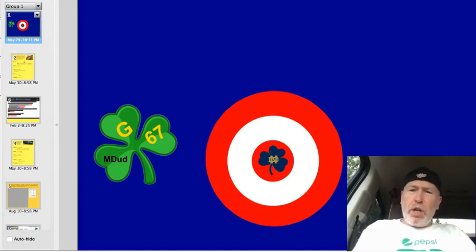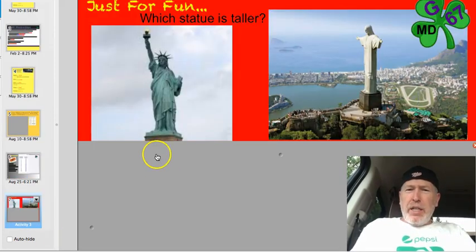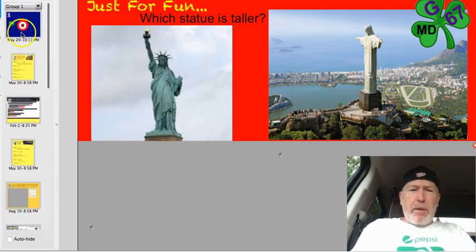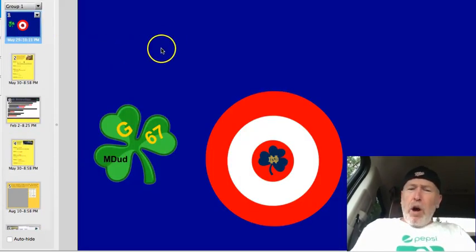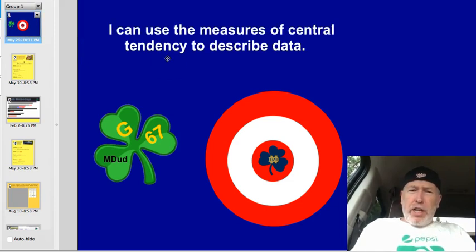Tonight we're going to be working with the measures of central tendency. Let's first start off with a trivia question for the night. Which statue is taller, the Statue of Liberty or the statue of Christ the Redeemer in Rio de Janeiro? We saw that many times in the Olympics this past summer. All right, officially tonight our target is: I can use the measures of central tendency to describe data.